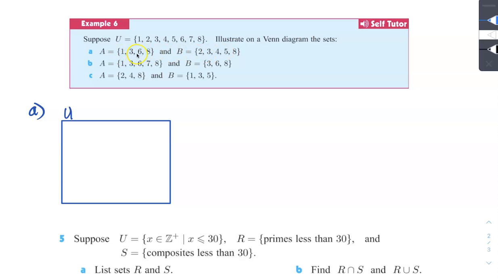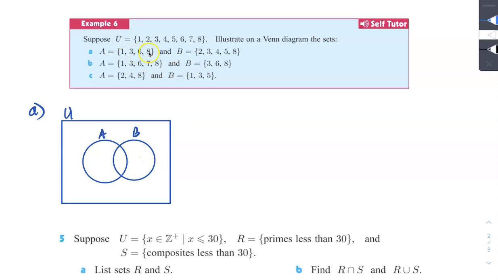Now, first I'm going to decide if they're intersecting or not. And look, they do share some common elements. So I'm going to draw them intersecting. And do the same thing with that pretty circle. There we go. This one is A, and this one's B. Now keep in mind, A is this whole circle, not just the outside. B is this whole circle, not just the outside. So A is the whole circle here, B is the circle there.